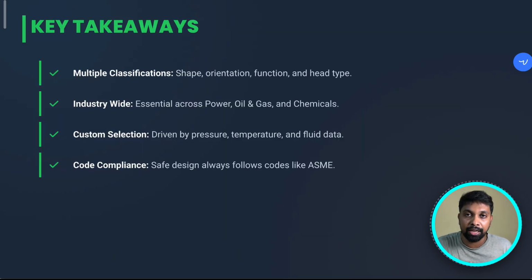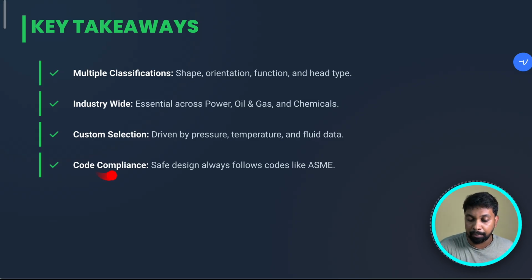And finally, we have come to the end of the video. The final takeaway is, what are the multiple classifications of pressure vessel? It can be by shape, by orientation, by function, and by head type. And we have different types of pressure vessel based on industry, like power, oil and gas, and chemical. And custom selection, we can also select the pressure vessel based on the pressure, temperature, and fluid data. That depends on us. We can suggest the pressure vessel shape, or we can suggest different types of pressure vessel to our organization, to our client.